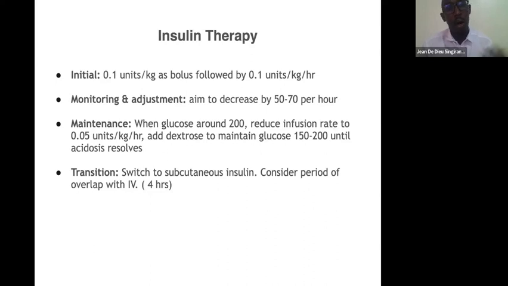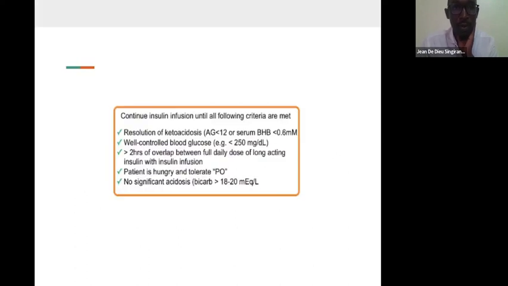And I have to go to the other slide. Yes, this slide talks about when to stop the insulin infusion. We stop the insulin infusion when there is a resolution of ketoacidosis, when the anion gap is less than 12, or when beta-hydroxybutyrate is less than 0.3. Previously, Dr. Sami presented that in severe DKA, the BHB is more than 3. Now, when it is less than 0.6, you can stop the insulin infusion.